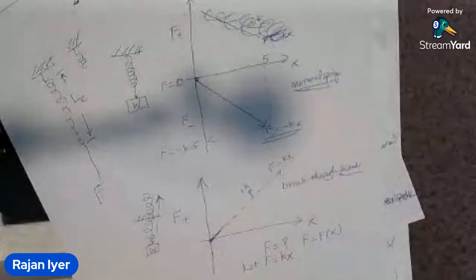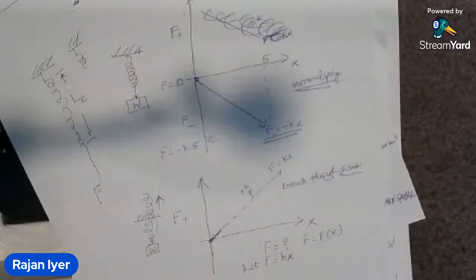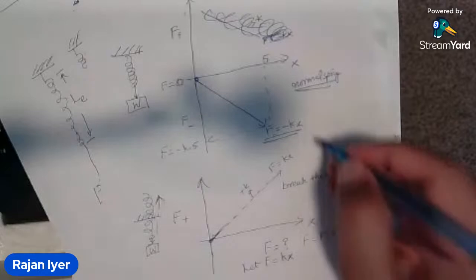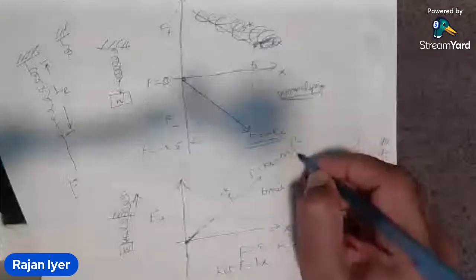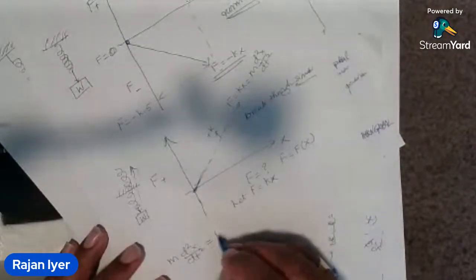So the force is now positive. Yeah, force is positive. So that is equal to m d square x by dt square, right? So let's solve that. So m d square x by dt square equals kx, right? Yeah.